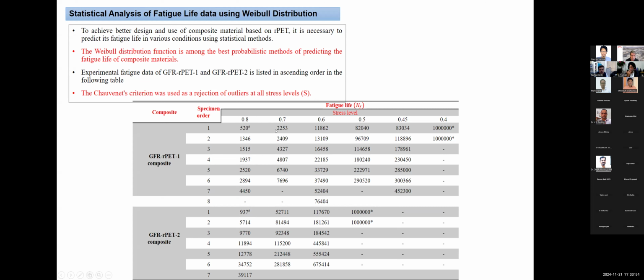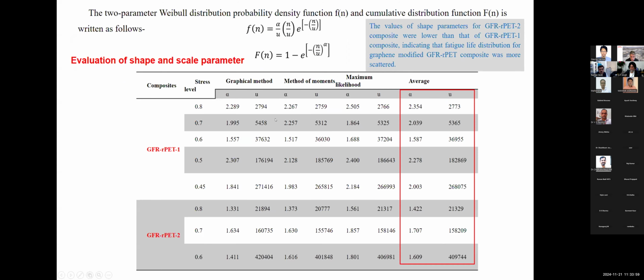So we do that here, and then what we find is that after removing this data, we can then go for finding out the values. Now, this is a typical CDF and PDF equation for the two-parameter Weibull distribution, where you have two parameters. The two parameters are alpha and u: alpha is the shape parameter and u is the scale parameter. Typically, alpha specifies the spread in the data. If you look at the alpha values here, there are numerical values 2.2, 1.9, and then for RPT2 1.3, 1.6.